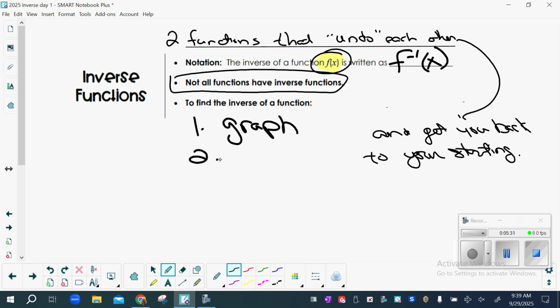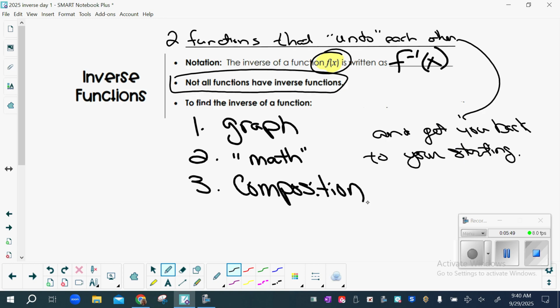Number 2, we don't always like to graph. We don't always have graph paper, so we can math it. And we're going to do that in a minute. And then tomorrow, we're going to do a thing called composition. I don't know if you remember that word, but this is what we called the cupcake in a box, remember? Where you put the cupcake in the box in the bag. So, the cupcake box method. We're going to talk about that tomorrow. We're not going to do that today, right? So nothing really new here, but we'll see what happens, right?